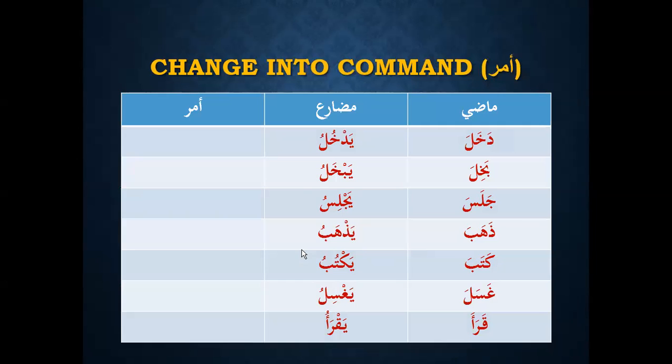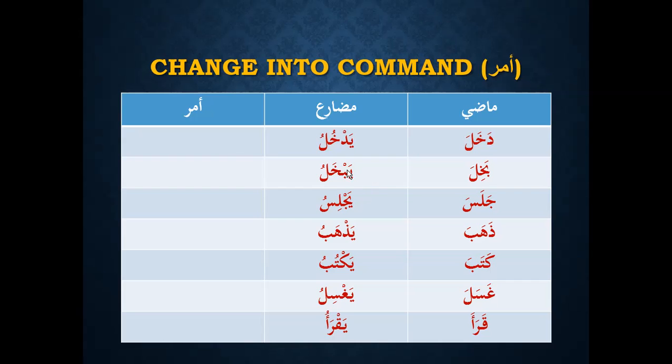We do a lot of practice on that, inshallah. Let's do a little practice today. Dakhala, he entered. Yadkhulu, he will enter. You want to tell him to enter. How would you say? First, you remove that. So you're left with only silent dal. You put hamzatul wasl and look at the ayn kalima, which is with dhamma. You put dhamma on that and make it sakina. So it would be udkhul.